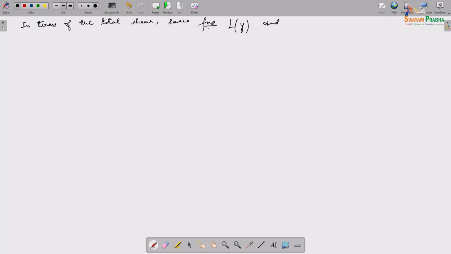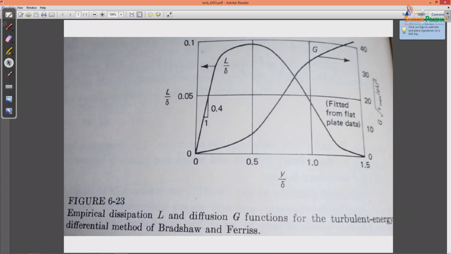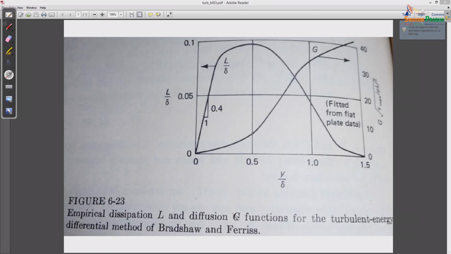L and G as in the literature. So, I am going to show you that. Let us just go there and look at this. What you see here is the empirical dissipation, which is L, and diffusion is G functions for the turbulent energy differential method of Bradshaw and Ferris. So, L is essentially empirically the dissipation and G is diffusion.